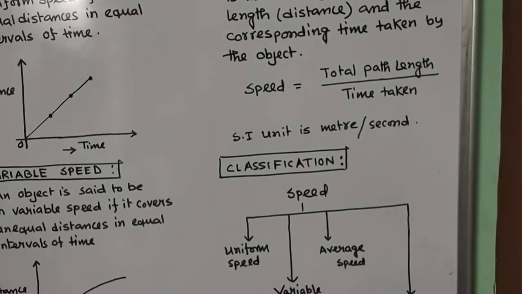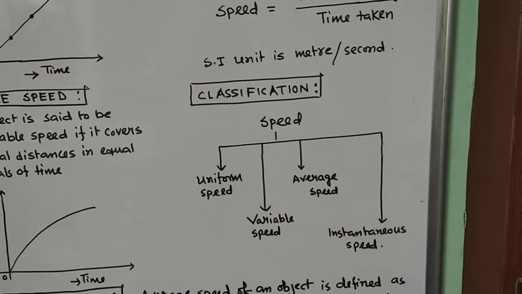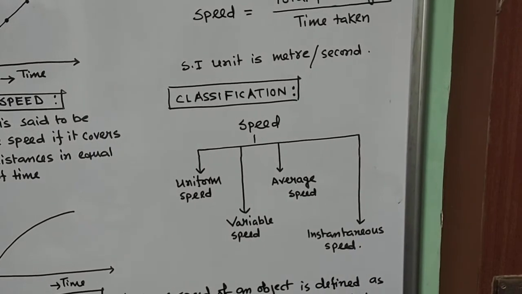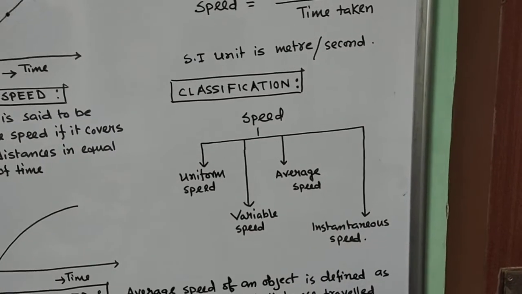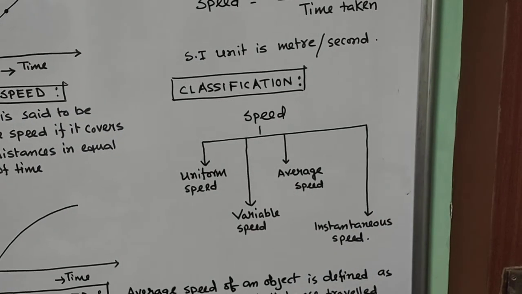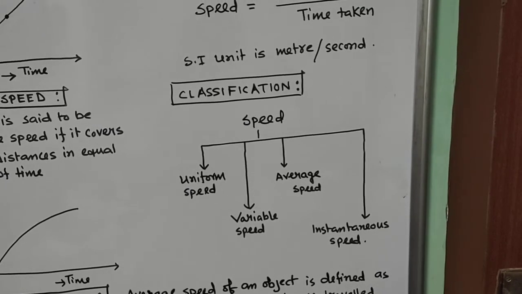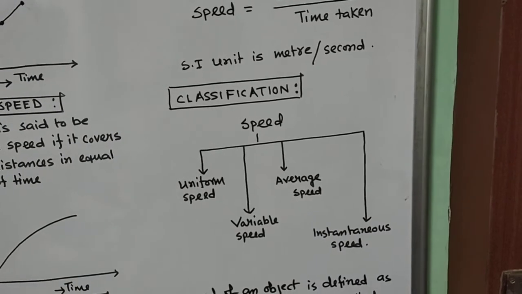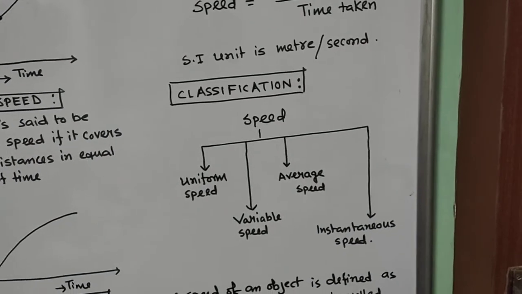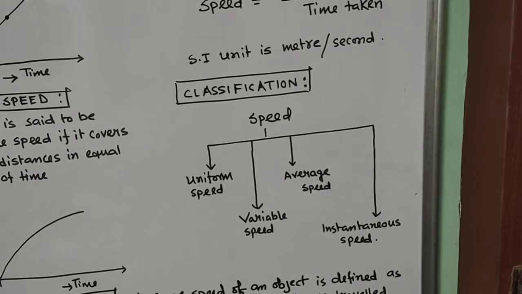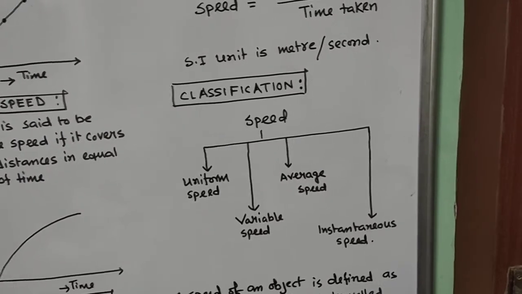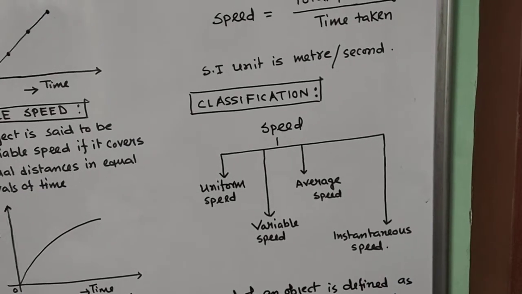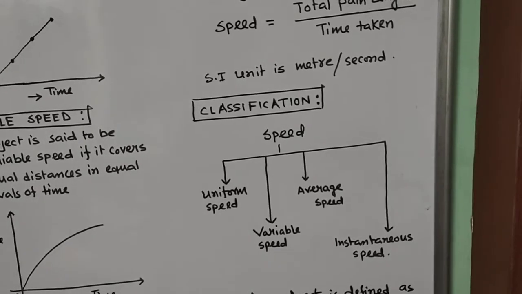Now let me classify speed. As per our syllabus, speed can be classified as specified here: uniform speed, variable speed, average speed, and instantaneous speed. I think till now you know uniform speed, variable speed, and average speed, but instantaneous speed I think you don't know. So the new type of speed we are using is your instantaneous speed. Now one by one we are trying to define these classifications.